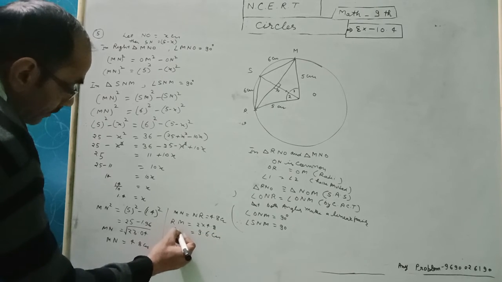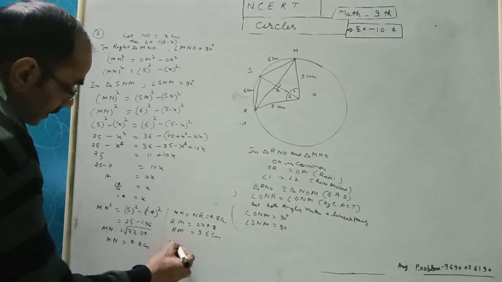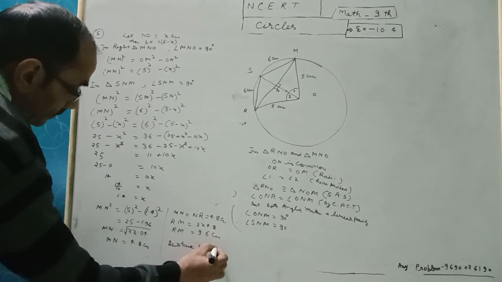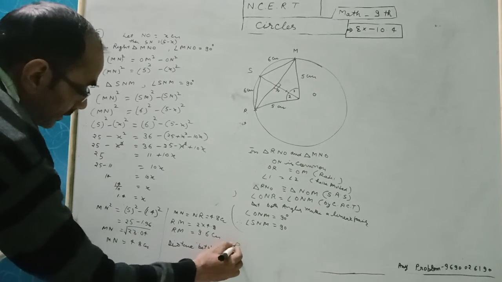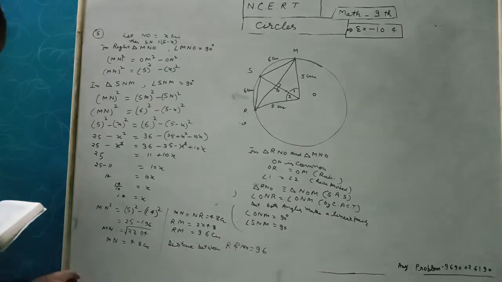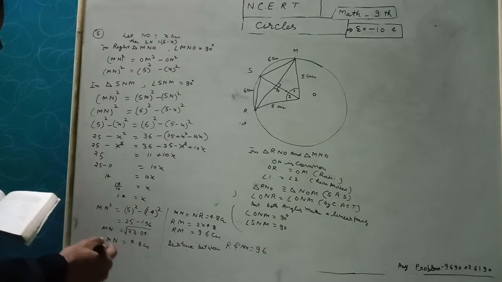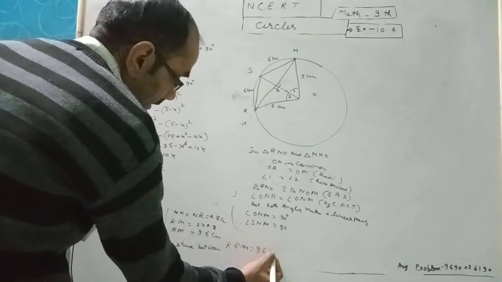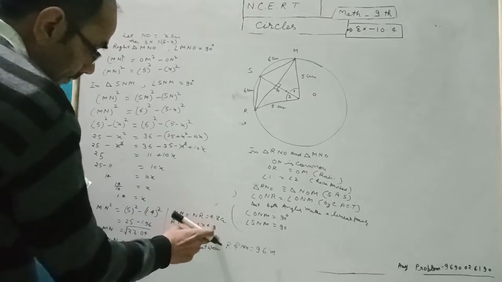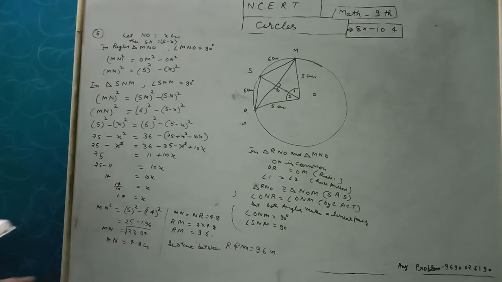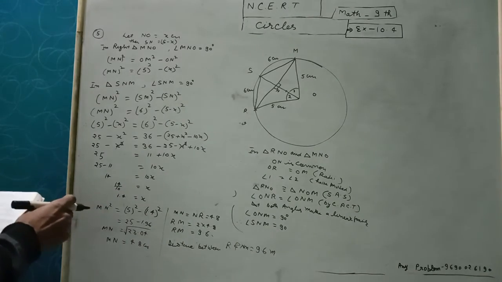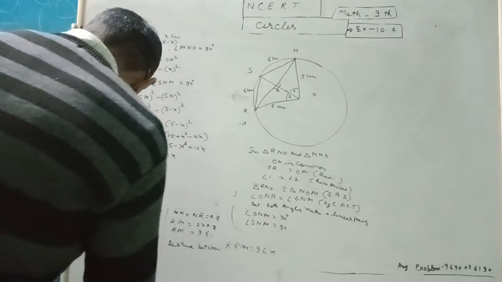RM, so the distance between Reshma and Mandeep is equal to 9.6. Actually it is in meter, so write meter in place of centimeter. Question number 5 is complete.